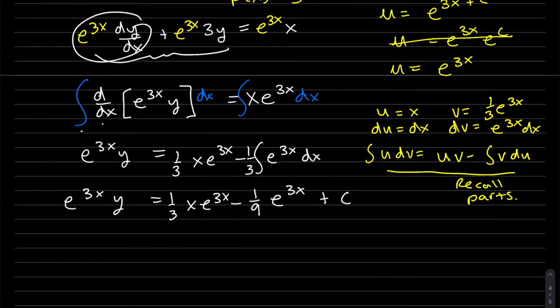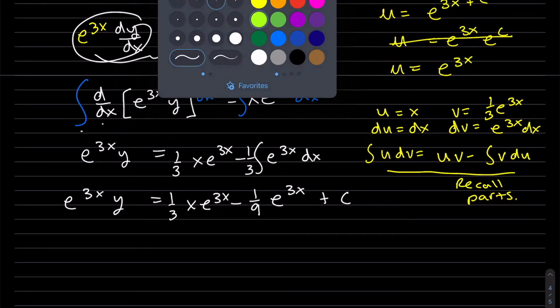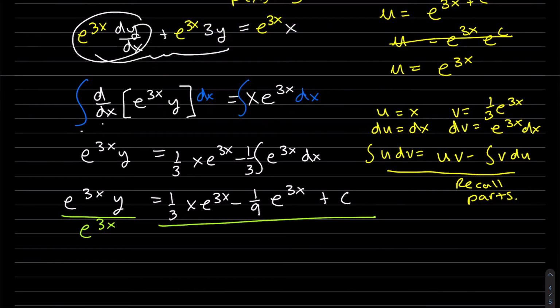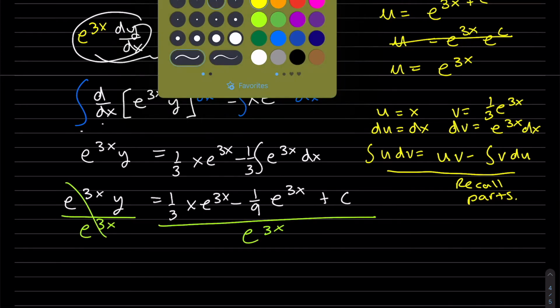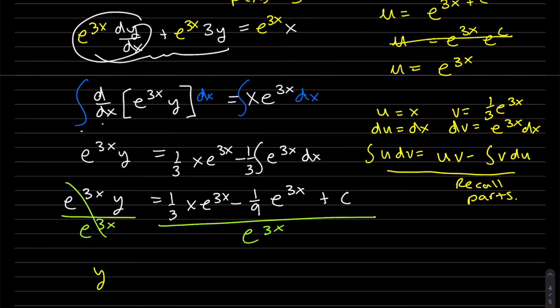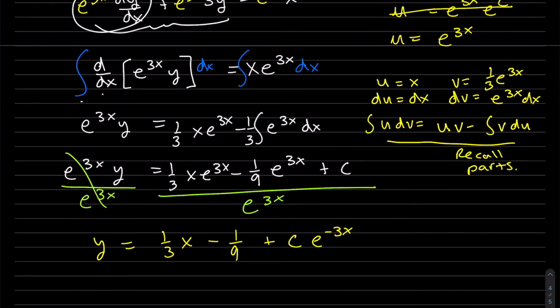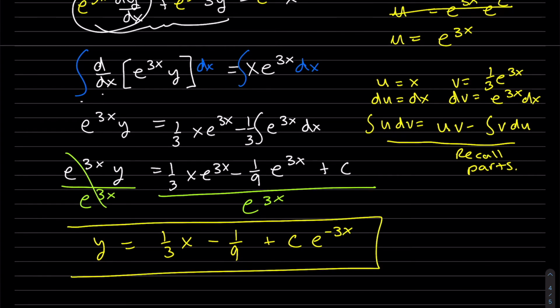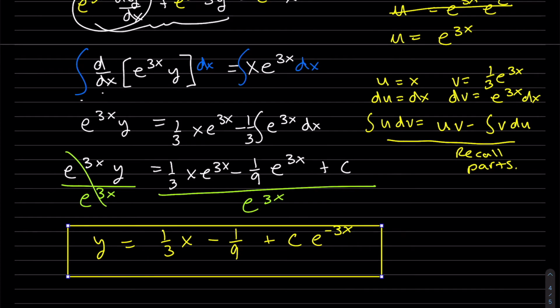And solve for y. So dividing it into each, it looks like it's going to cancel on the first one, cancel on the second one, oops. And we can bring it up as a negative exponent. I think that's the final answer, our general solution.